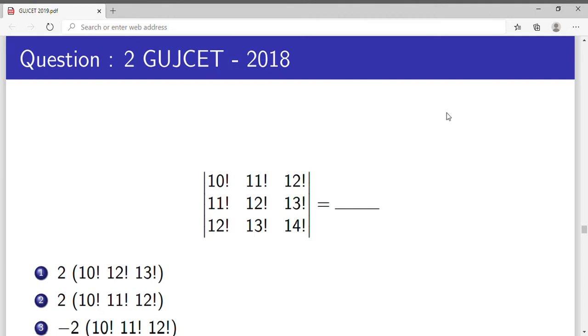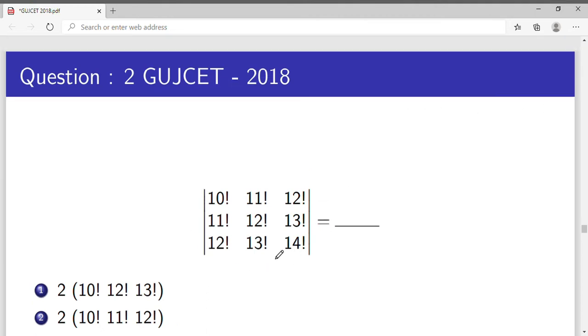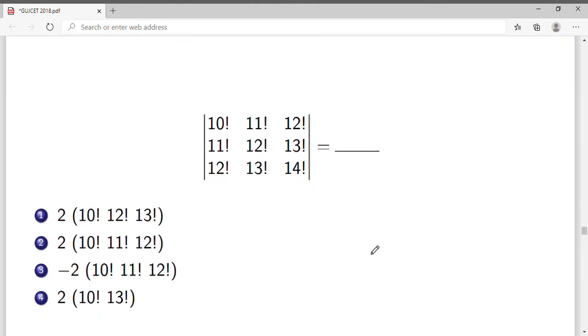Question number 2, GUJCAT 2018. In the determinant, the first row is 10 factorial, 11 factorial, 12 factorial. The second row is 11 factorial, 12 factorial, 13 factorial. The third row is 12 factorial, 13 factorial, 14 factorial, equal to blank. Here four options are given. The first option is 2 in bracket 10 factorial into 12 factorial into 13 factorial. The second option is 2 in bracket 10 factorial into 11 factorial into 12 factorial. The third option is minus 2 in bracket 10 factorial into 11 factorial into 12 factorial. The fourth option is 2 in bracket 10 factorial into 13 factorial.